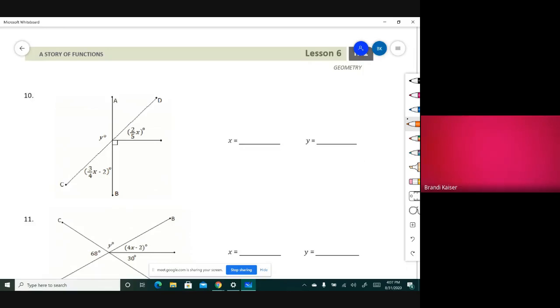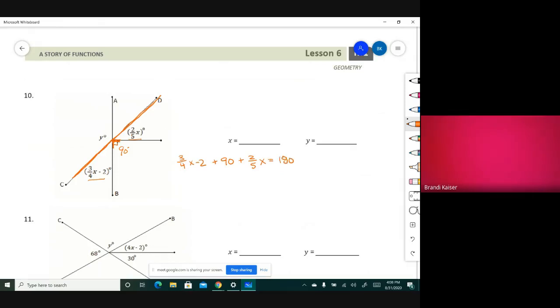Okay, and I'm going to say let's deal with the x's first, right? If I were to look along this straight line, it looks like the 2/5 x, the 3/4 x minus 2, and this angle, which they give you that little box, it should be 90 degrees. If I were to take those 3 angles, they form a line, so they should be able to add up to 180. So 3/4 x minus 2 plus 90 plus 2/5 x equals 180.